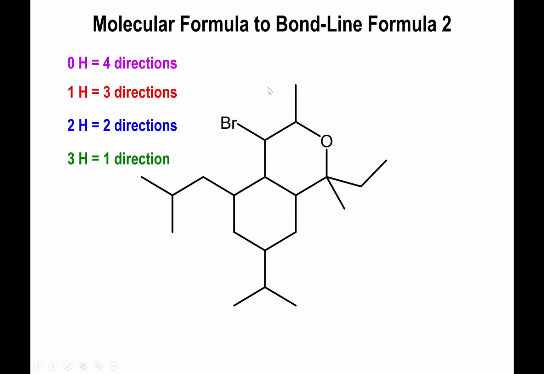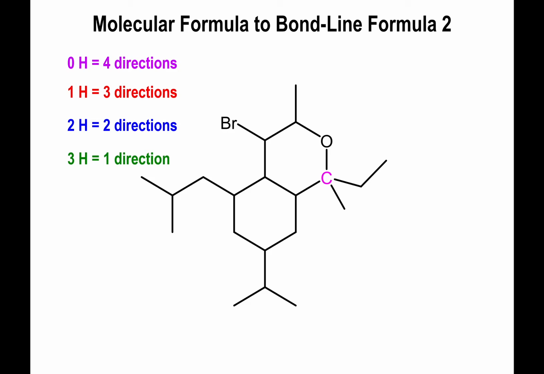And finally, the carbons that don't have any H's already have 4 directions coming from them. If you look carefully, you realize there's a carbon that fits that profile, specifically the carbon here on the right side. This carbon already had 4 directions to begin with, so it does not need any hydrogens in order to fulfill its octet. Alright, so this is the way the bond line formulas are going to work out.